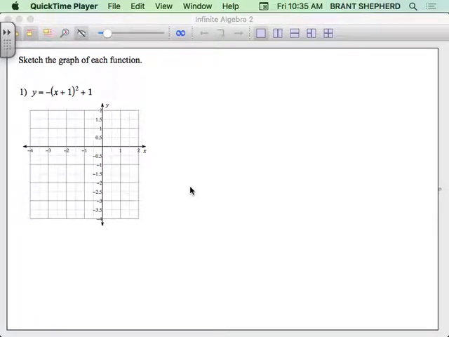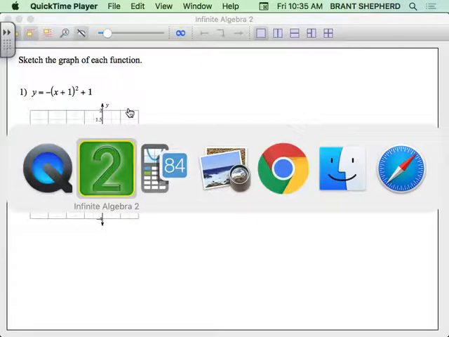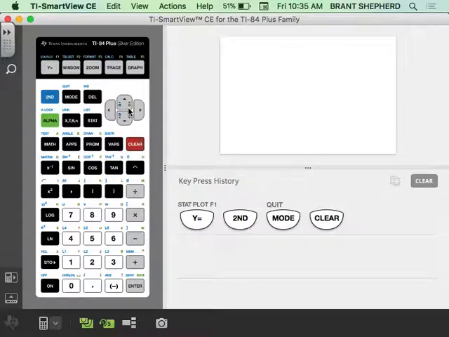Okay guys, for this video we're going to be looking at graphing a quadratic function that is in vertex form. So here I have my function y equals negative (x plus 1) squared plus 1, and I'm going to start, of course, by making a table of that. So I'm going to go to my graphing calculator to help me out with that.